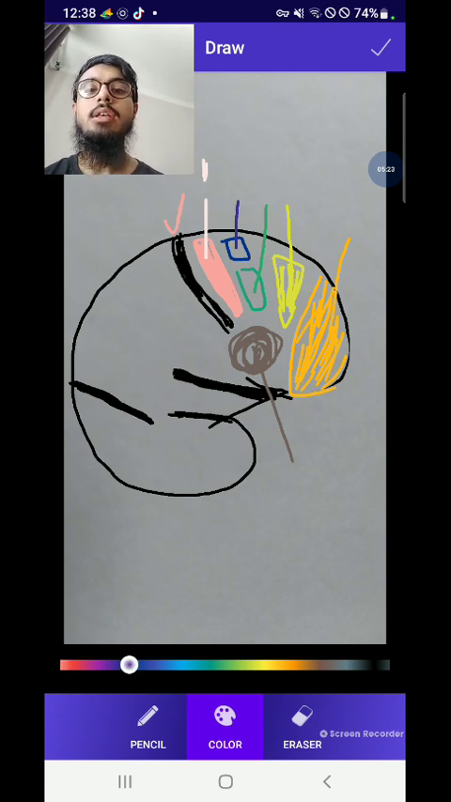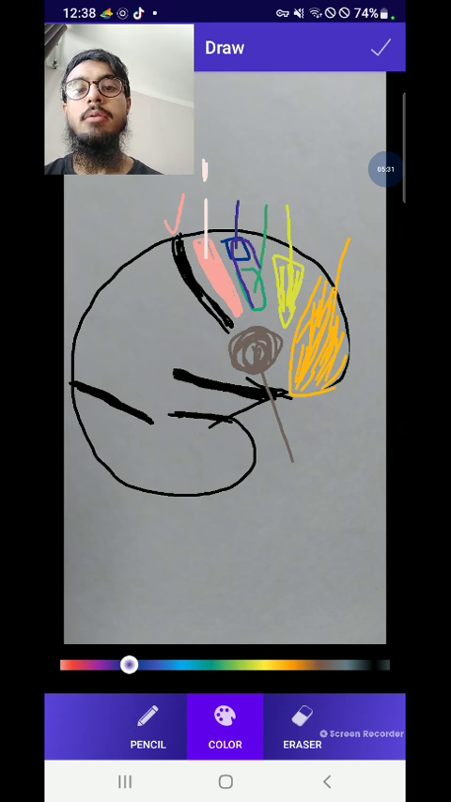And for the second, there is the supplementary area and there is the premotor area. Collectively, the supplementary area and premotor area are for planning, sequence and execution of movement. How you plan the movement, how you move. So planning, sequence and execution of movement is controlled by these two areas, the supplementary area and the premotor area, the second and third.